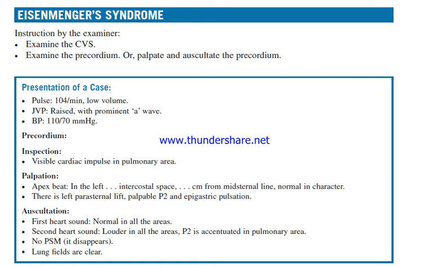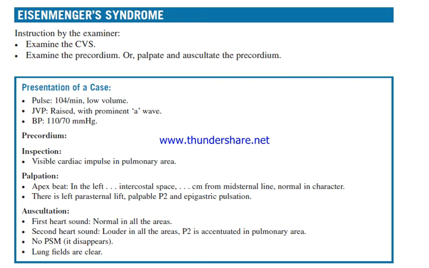Eisenmenger syndrome. Instruction by the examiner: examine the CVS, examine the precordium, or palpate and auscultate the precordium. Presentation of a case: pulse 104 beats per minute, low volume pulse, JVP raised with prominent a wave, blood pressure 110/70 mm of mercury. On precordium examination, on inspection, visible cardiac impulse in pulmonary area.